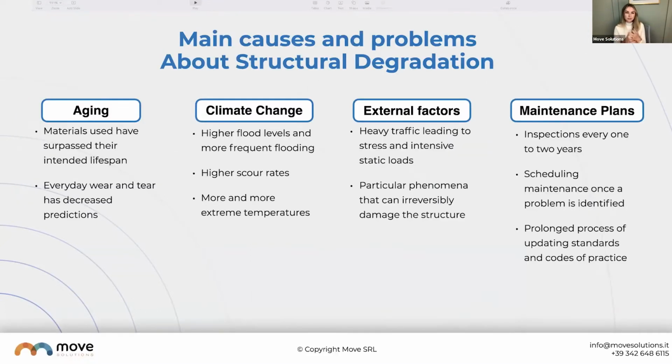To get right into it, the main topics we're going to be going over in this webinar are the main causes and problems of structural degradation. The first one is aging. As we know, we are in a time where materials and structures themselves have surpassed their intended lifespan. Everyday wear and tear has decreased predictions, and so we're at a very critical moment in time where we have many problems with infrastructure and the lifespan because we're at the end of it. So how can structural health monitoring help you to understand how to get the longest life out of your structure?